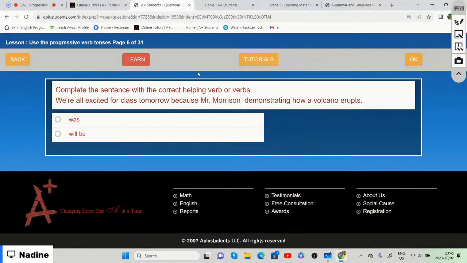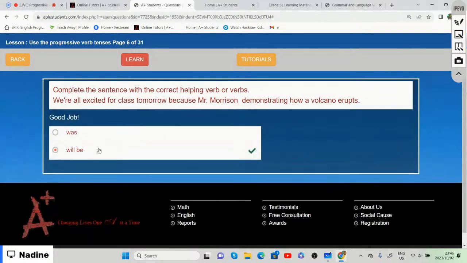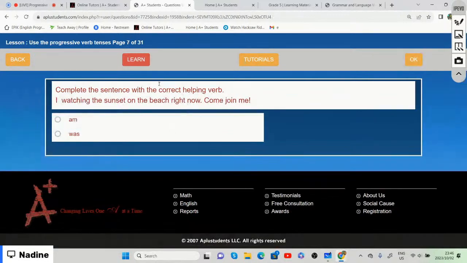All right, so if we choose the correct helping verb, then we will say will be. And that is correct. This shows the future. Right, so we will say we are all excited for class tomorrow because Mr. Morrison will be demonstrating how a volcano erupts, and will be is in the future. So that is correct because tomorrow gives us the indication that it will be happening in the future. So well done if you selected future and you selected will be. So well done. Great job.